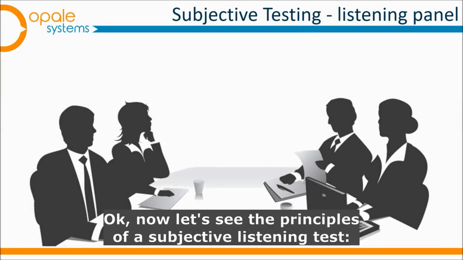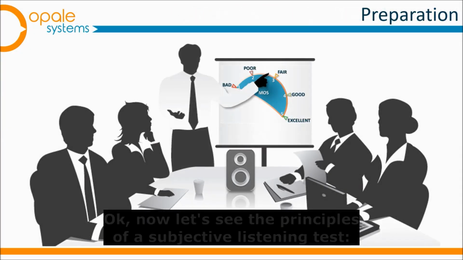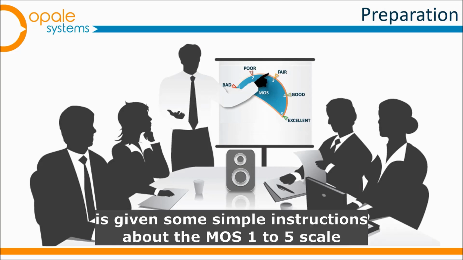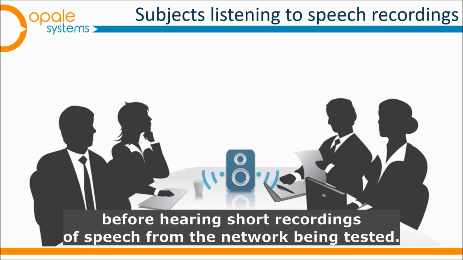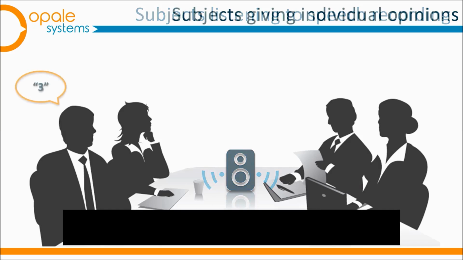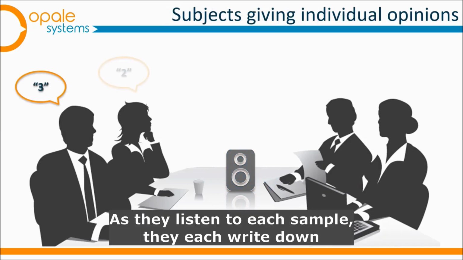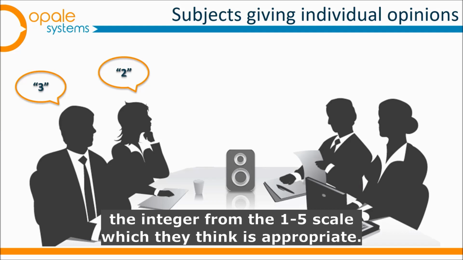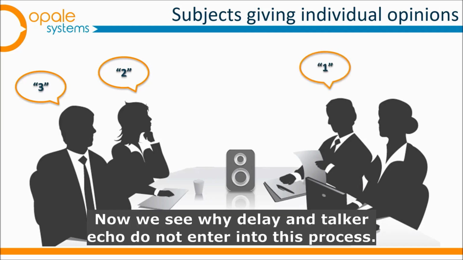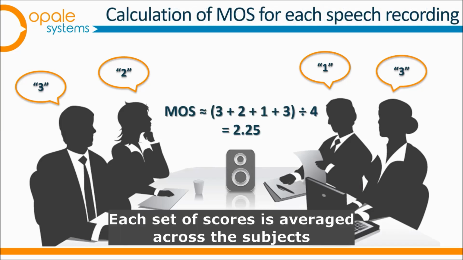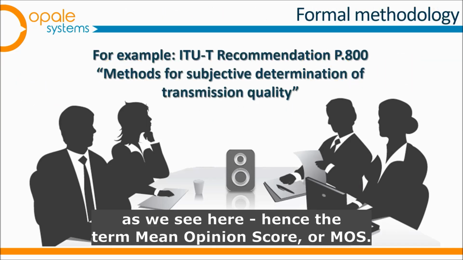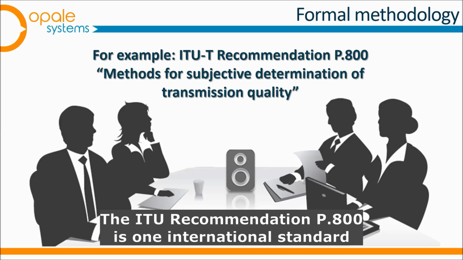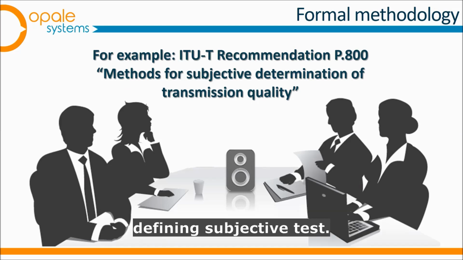Okay, now let's see the principles of a subjective listening test. A gender and age balanced group of subjects is given some simple instructions about the MOS 1 to 5 scale before hearing short recordings of speech from the network being tested. As they listen to each sample, they each write down the integer from the 1 to 5 scale which they think is appropriate. Now we see why delay and talk or echo do not enter into this process. Each set of scores is averaged across the subjects, as we see here, hence the term mean opinion score, or MOS. The ITU recommendation P800 is one international standard defining subjective test.